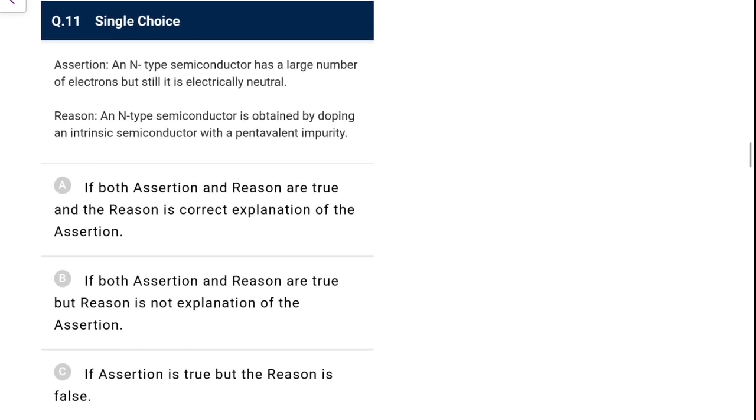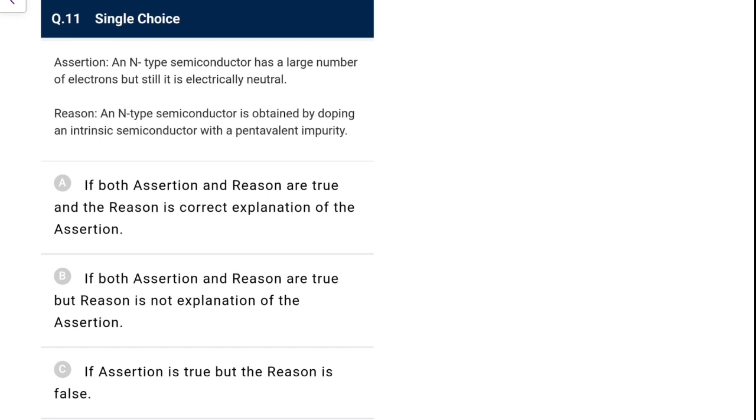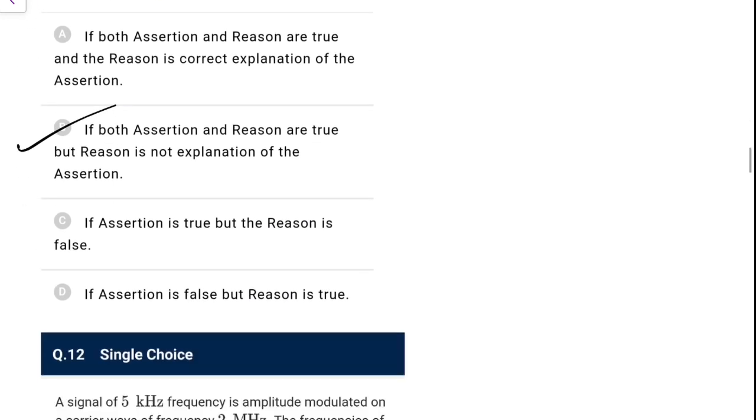An N-type semiconductor has a large number of electrons, but it is electrically neutral. Yes, that is, N and P both are neutral. N-type semiconductor is obtained by doping an intrinsic semiconductor with a pentavalent, 5th group impurity. Yes, so both are true, but it is not an explanation. The explanation is that you have not removed electrons or protons. The number of electrons and protons are going to remain the same. So we will go for this one. Both are true, but that is not a correct explanation.